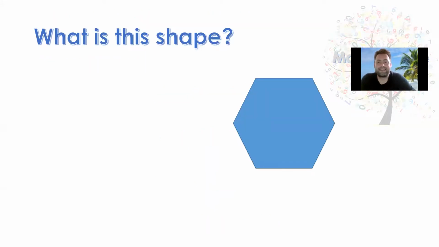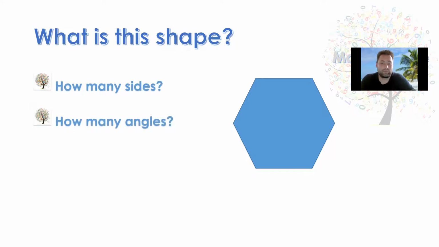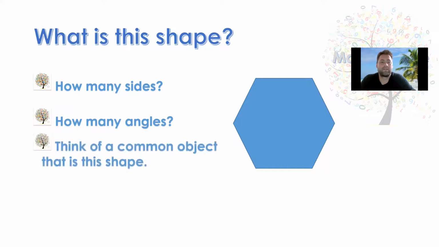Okay, what is this shape? How many sides does it have? How many angles, interior angles, are there? And can you think of a shape that looks like this? So pause the video now. I'm going to go through the answers.